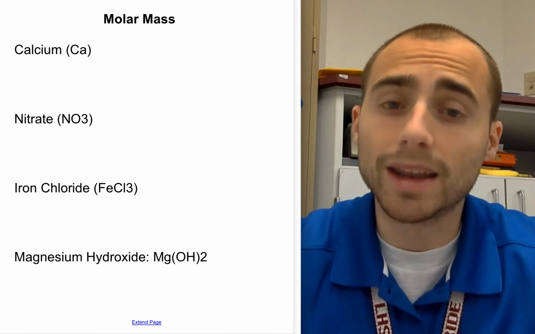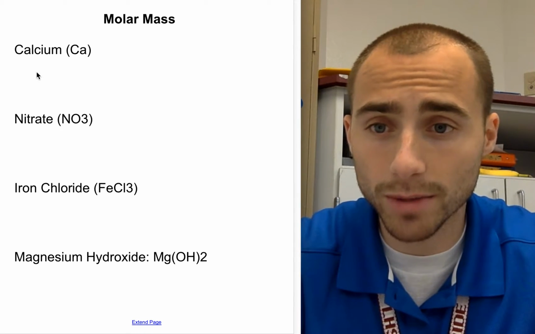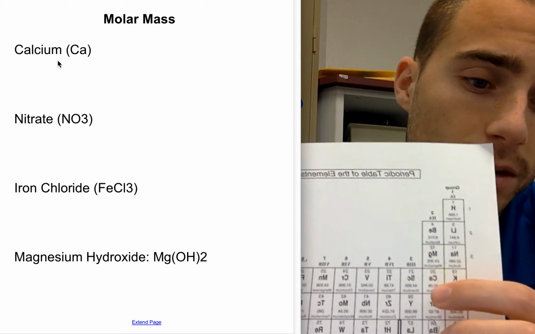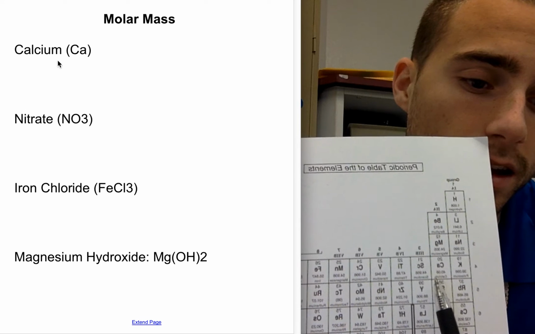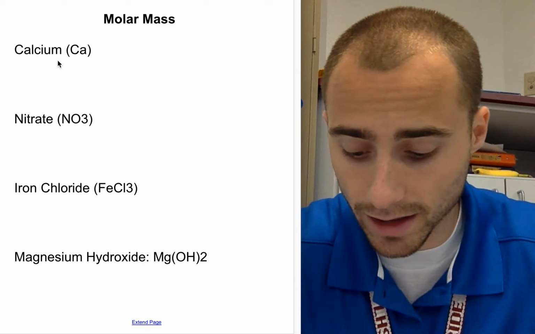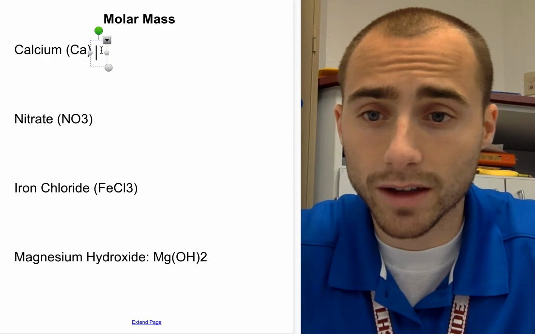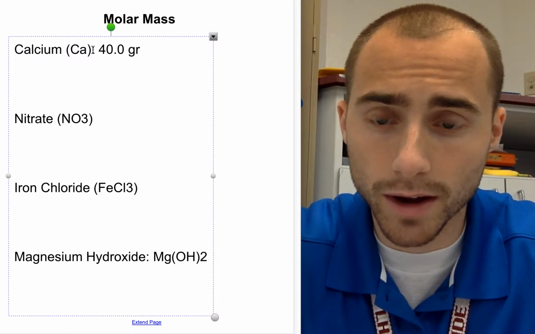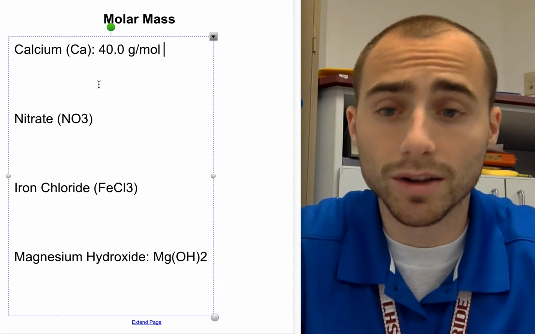Now with molar mass, you need to have your periodic table because you determine the molar masses based on the periodic table. So if it's just one element like calcium, we would look here at our periodic table and we would find calcium, which is right here, number 20, and we would look at the mass number that is found below the Ca, which in this case is 40. So therefore, the molar mass of calcium is 40.0 grams per mole. And that's the measurement we always want to use, is grams per mole. So if it's one element, you get it straight from the periodic table.